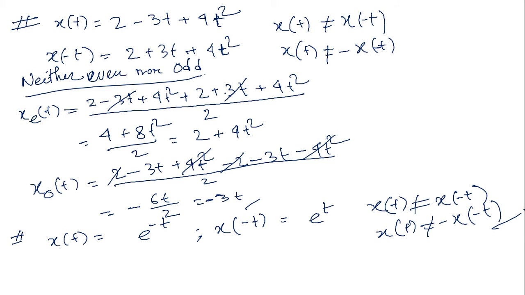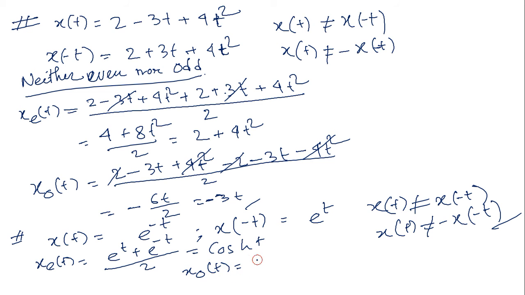So the even part of x of t is e to the power t plus e to the power minus t divided by 2, that is the cos hyperbolic, and x odd of t is equal to x of t minus x of minus t, divided by 2, that is the sine hyperbolic of t.